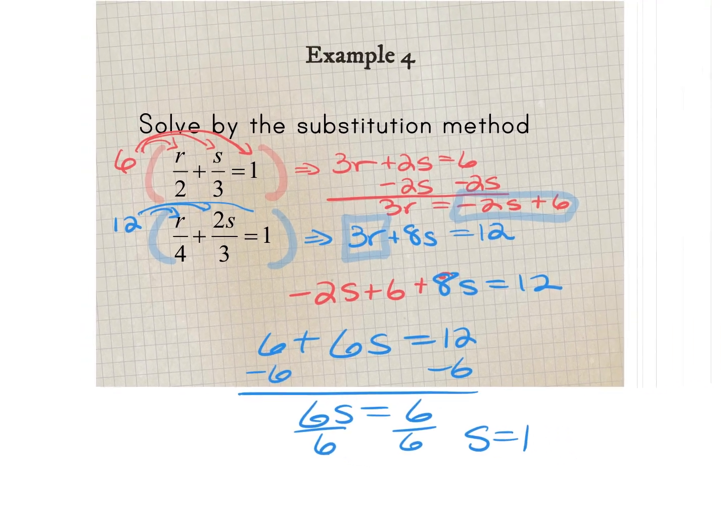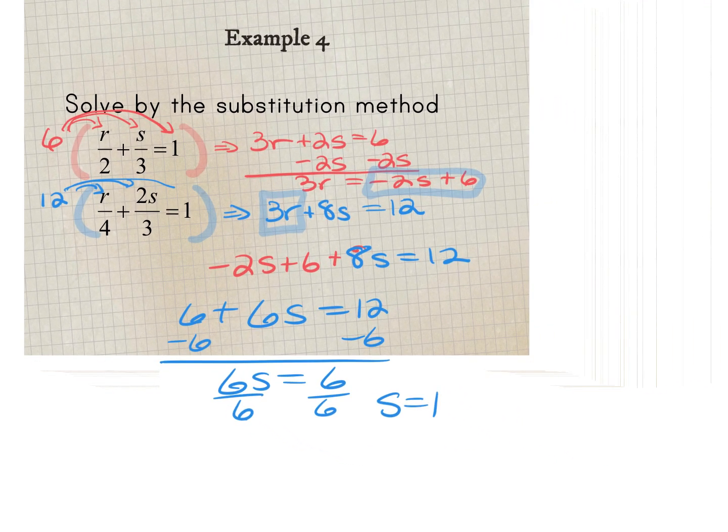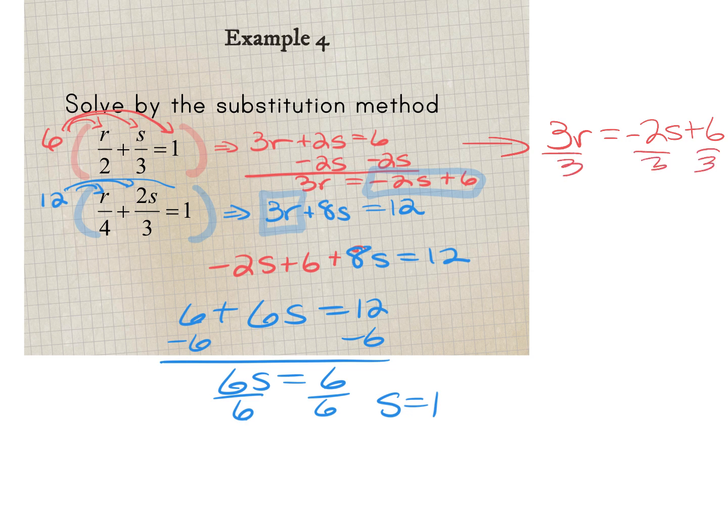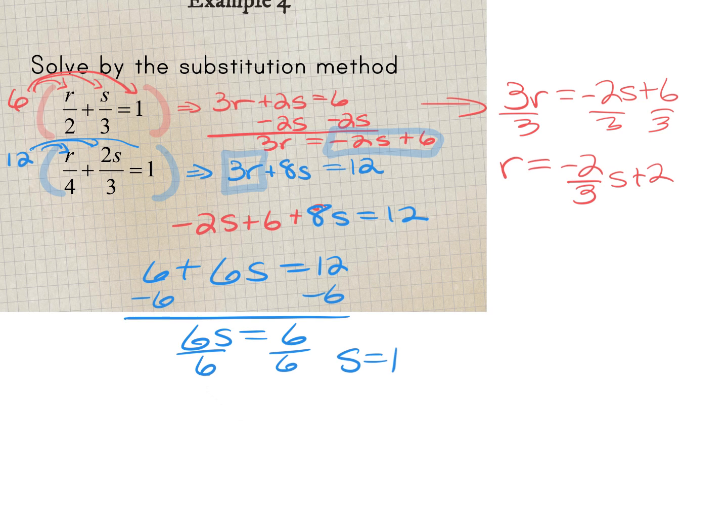Now, let me just show you a variation of this. If you didn't plug in the whole thing for 3r, let's say you took the 3r equals negative 2s plus 6, divided all of this by 3, and then got r equals negative 2/3 s plus 2. Then this is what you would have to plug in to this one.